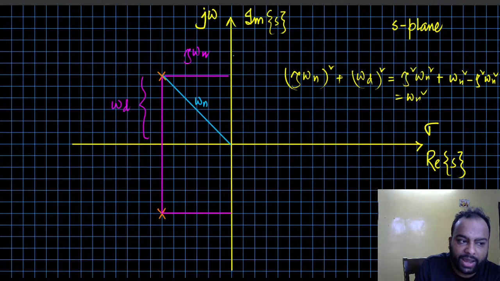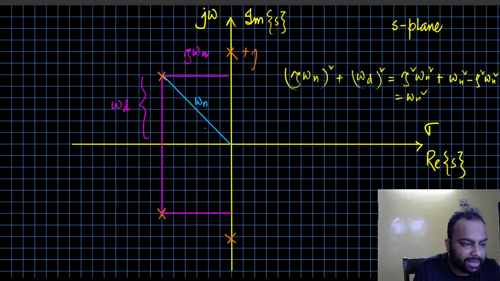Remember that situation when we had poles on the j omega axis for the undamped situation, the distance was omega n. Now for the underdamped situation as well, the distance of the poles from the origin is still omega n, right? Previously for the undamped situation, we had poles somewhere like here and somewhere like here, but the distance from the origin would still be omega n. Try to understand, because this pole would be at plus j omega n, this pole would be at minus j omega n. So distance from the origin is still going to be omega n. You understand that particularly, right?